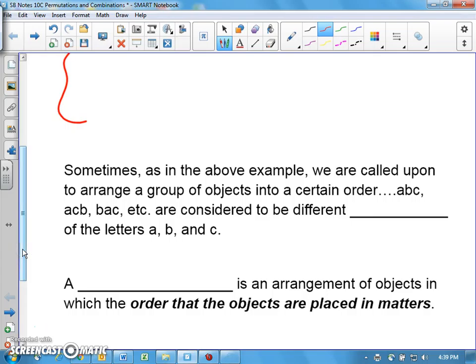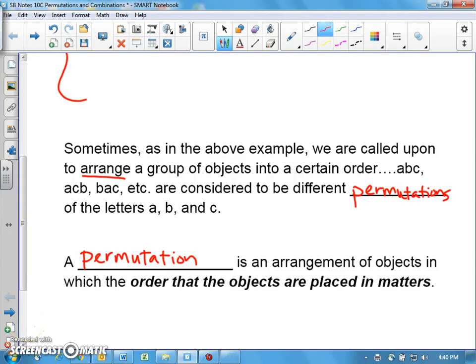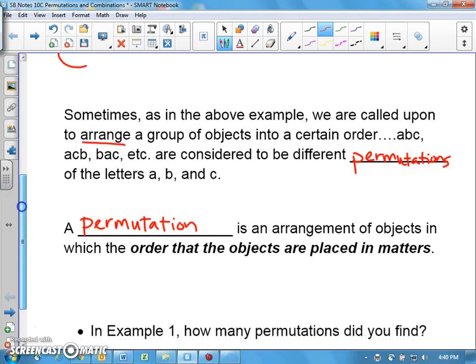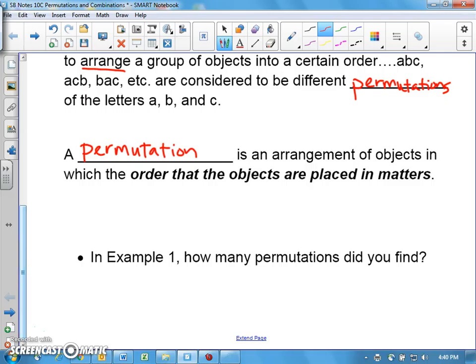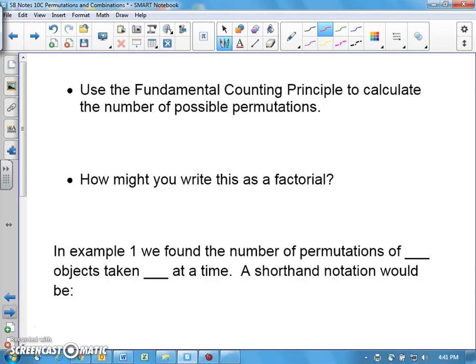Sometimes, as in the above example, we're called upon to arrange a group of objects in a certain order: A, B, C; A, C, B; B, A, C; etc. These are all considered to be different permutations of the letters A, B, and C. A permutation is an arrangement of objects in which the order that the objects are placed in matters. So it matters which one is first, which one is second. For example, you should have found 6 permutations, or different order arrangements, of the letters A, B, and C in example 1. So using our fundamental counting principle, we can calculate that.